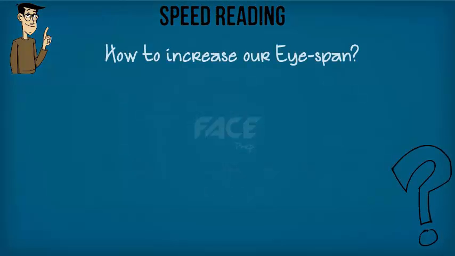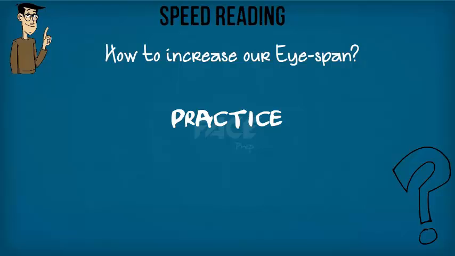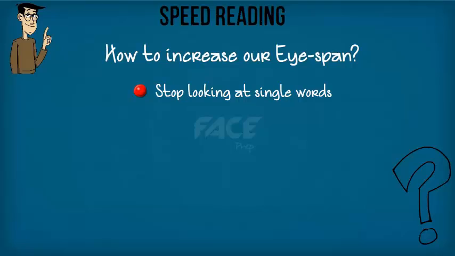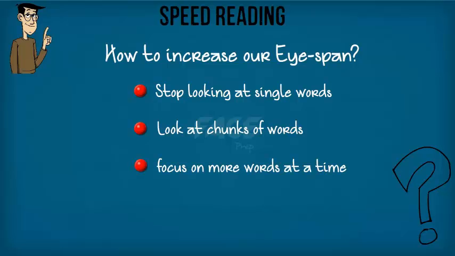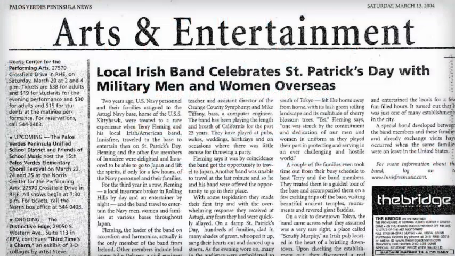But how do we increase eye span? The answer is obvious: practice. The easiest way to widen your eye span is to stop looking at a single word at a time and instead start practicing to look at chunks of words. Focus on more words at a time. The best way to practice this is using newspapers.